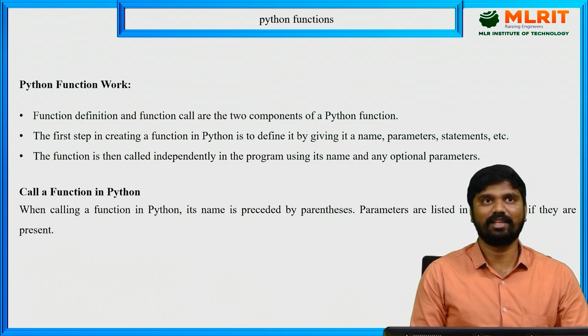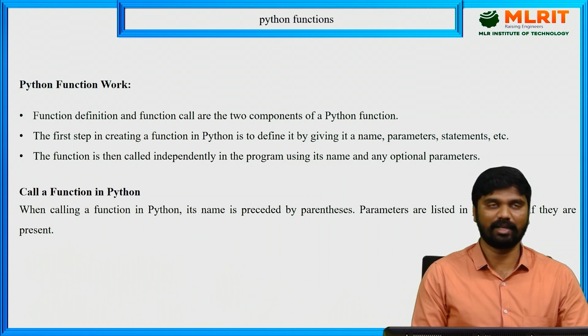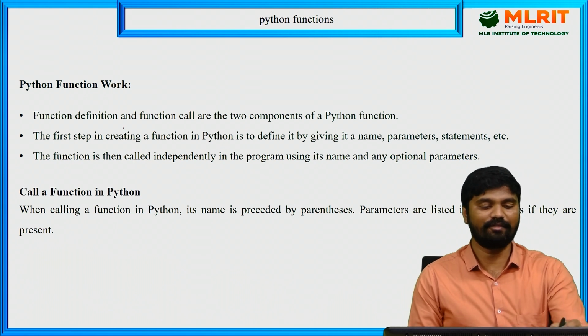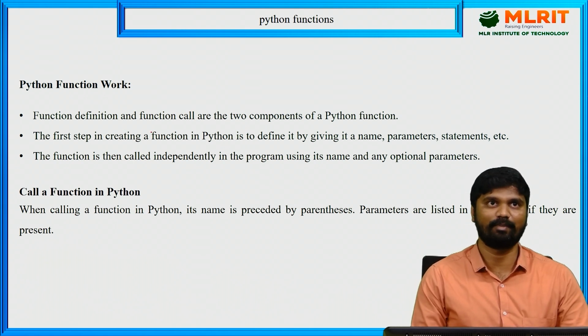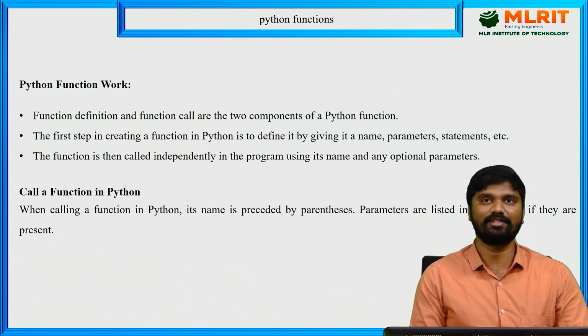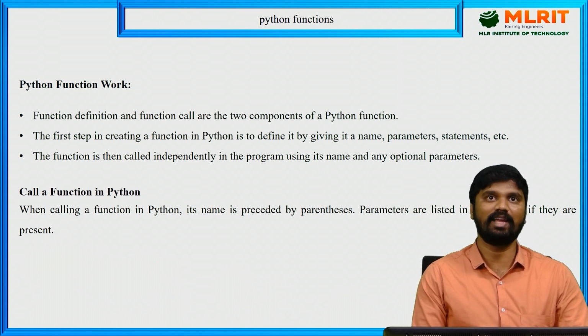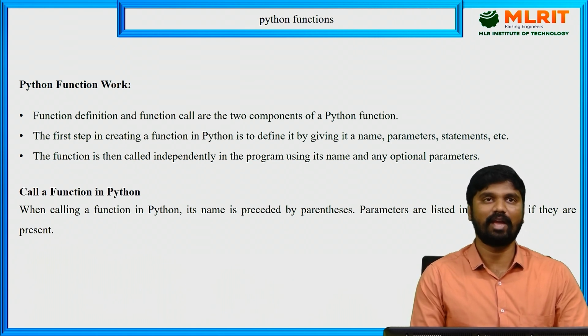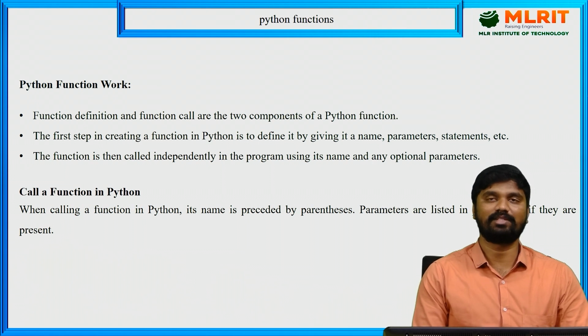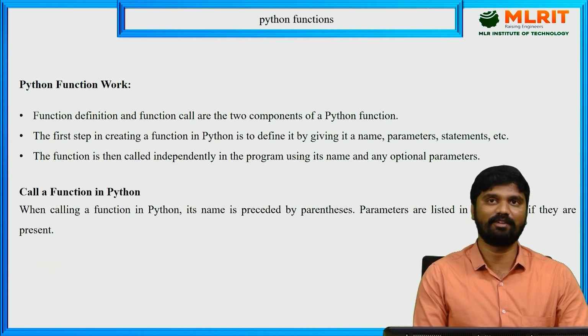So how does a Python function work? Function definition and function call are the 2 components of a Python function. Function definition means creating a function by giving the name, parameters, and statements. Function calling means using that name to call the function, and then the block of code will be executed. So first define the function, include statements with indentation, and then call the function, and it will execute.